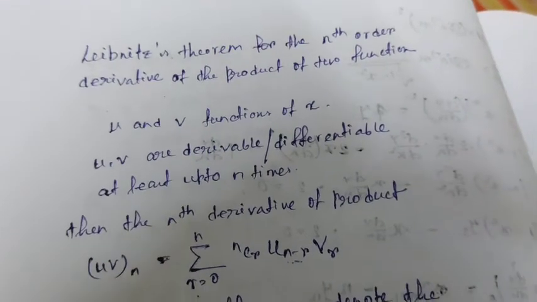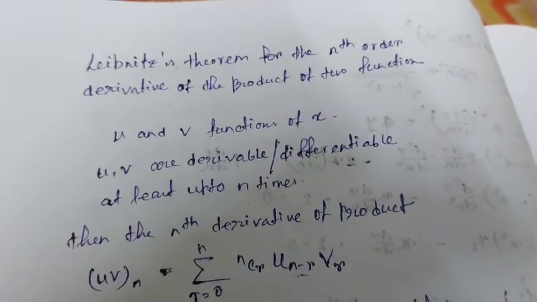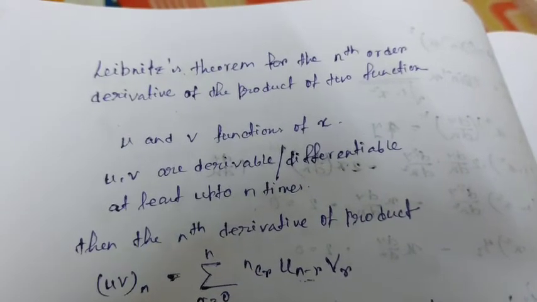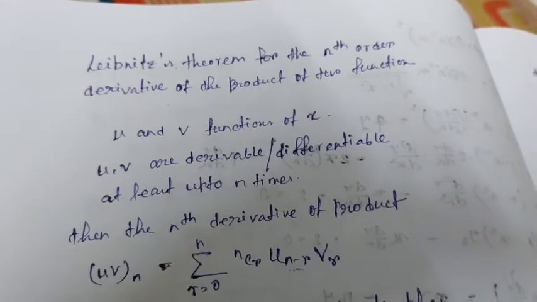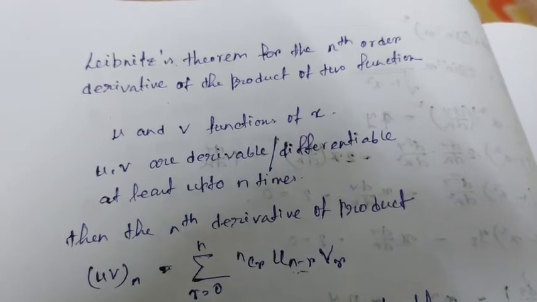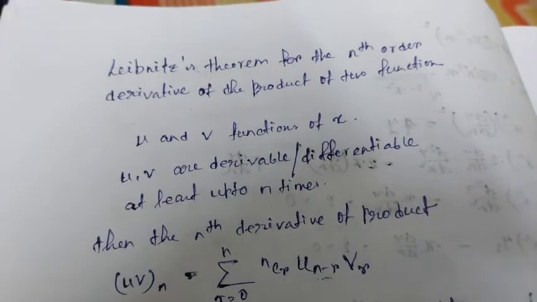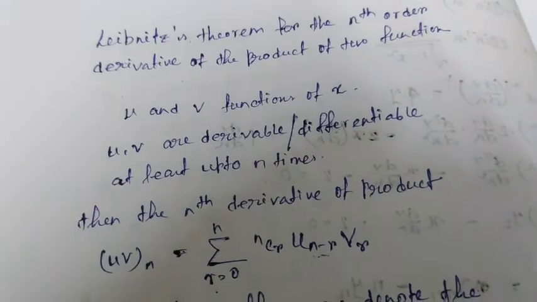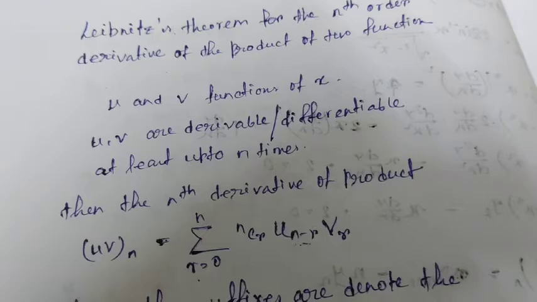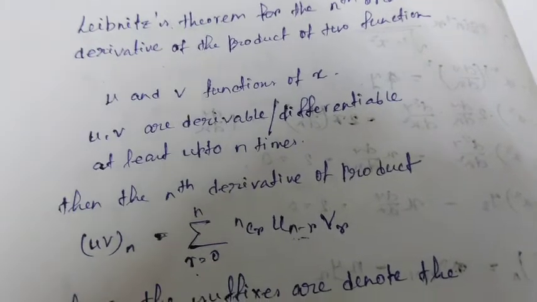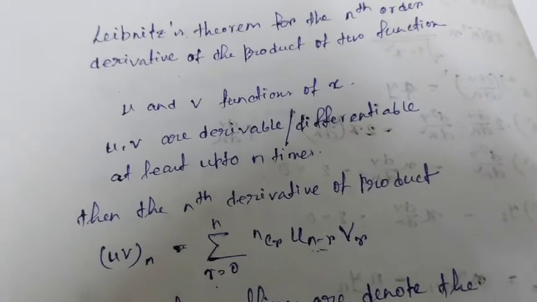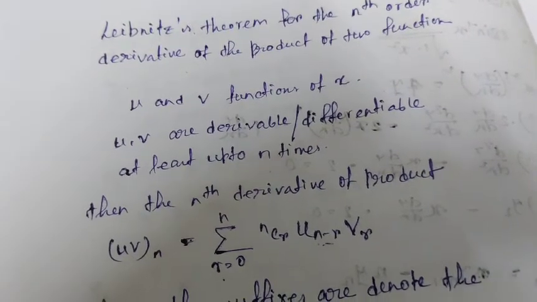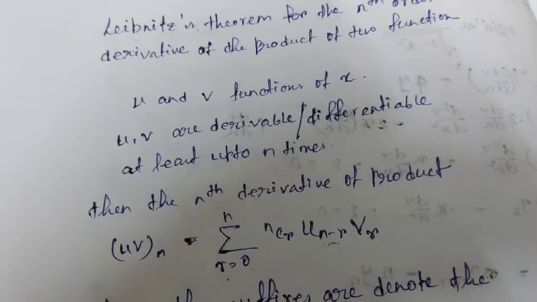Guys, in this video, I will discuss Leibniz's theorem for the nth order derivative of the product of two functions. Let us see what the statement of Leibniz theorem is and how we can use it by solving one example. For using the Leibniz theorem, first we have to consider two functions u and v, which are functions of x, and they are differentiable at least up to n times.